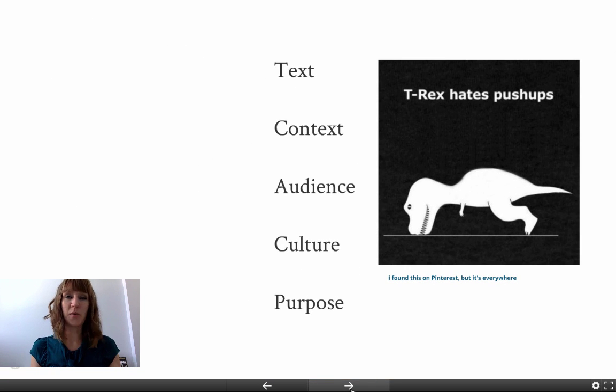Okay, so the next one is a fun one because we need to have a little bit of lightheartedness in here. So T-Rex hates push-ups. We see memes like this on the internet all the time, and what we want to consider is that our audience is not as important because the internet is so vast, but our text, our context, our culture influence how we understand this most heavily.